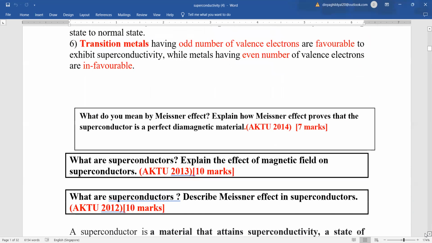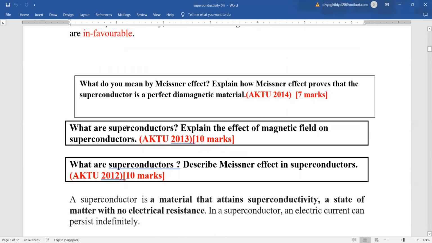Next, the Meissner effect. You can see how important the Meissner effect is. Here you can even see the question: what are superconductors? This must be of 2 marks. Explain the effect of magnetic field on superconductors, 8 marks. This is how these 10 marks must have been divided.